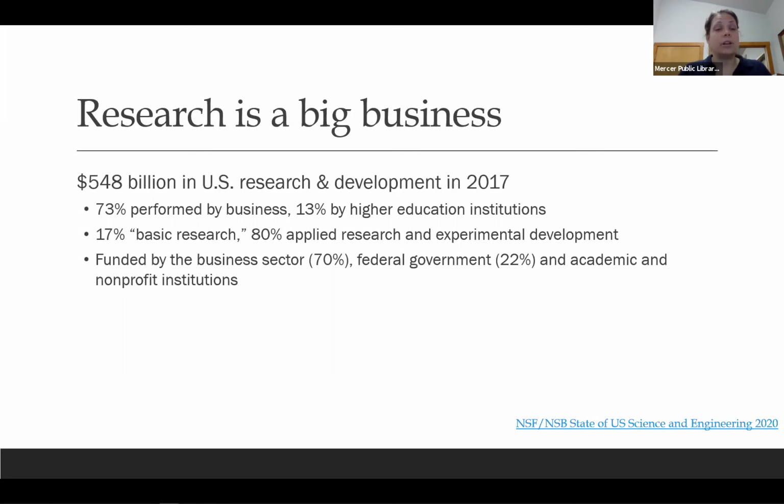Sometimes the business sector funds it for their own in-house researchers to be doing that work. Sometimes they fund studies that are happening at other places like universities. But overall, the driving dollars in the research industry in the United States is from business. The federal government plays a large role in that as well, and then academic and nonprofit institutions kind of make up the rest.